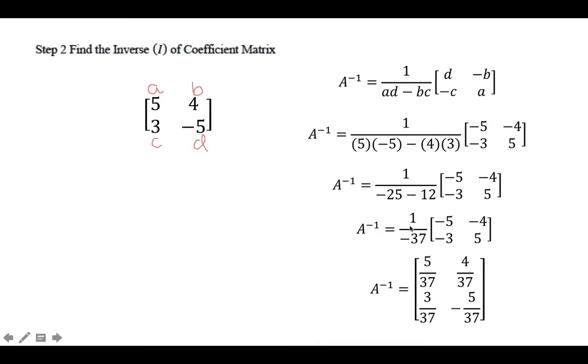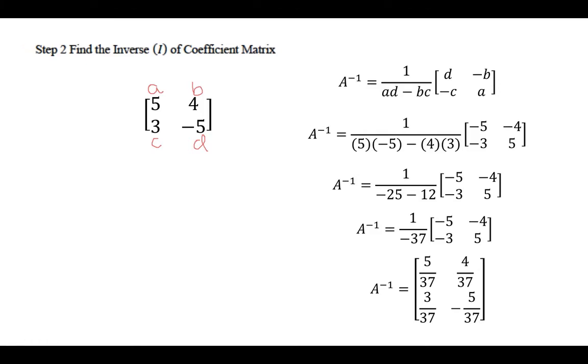So 1 over -37 times -5 gives me positive 5 over 37. 1 over -37 times -4 is positive 4 over 37. Remember, negative times a negative is a positive. And then I have 1 over -37 times -3. Again, that is a positive number, and that will give me 3 over 37. And then I have 1 over -37 times 5, which is -5 over 37. So there's my inverse matrix.